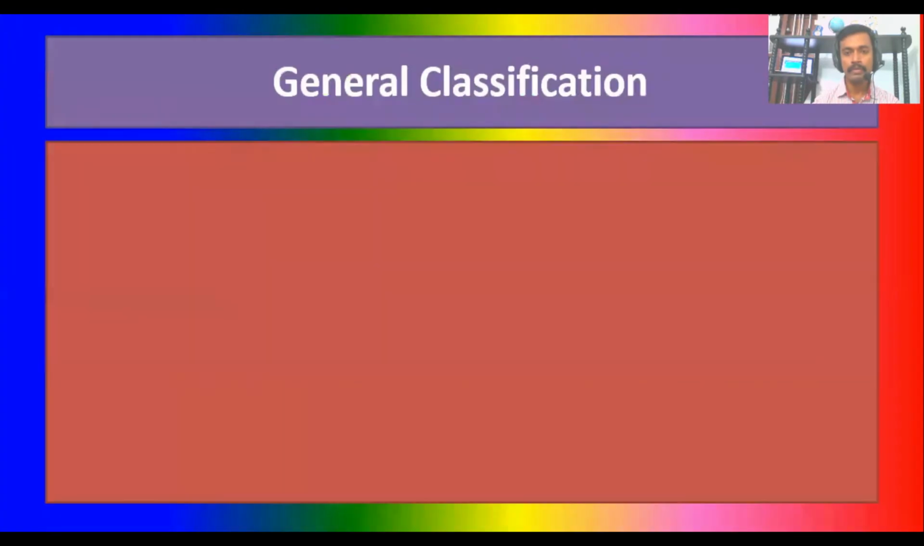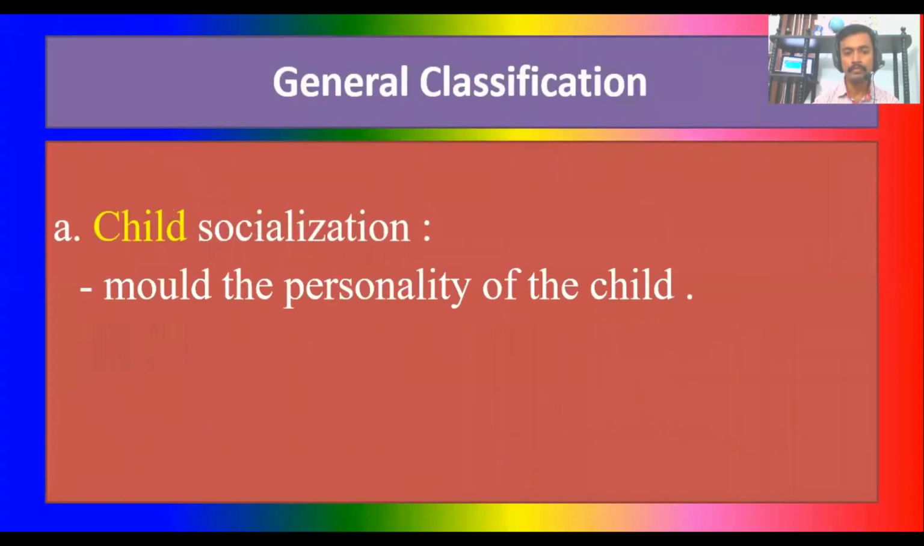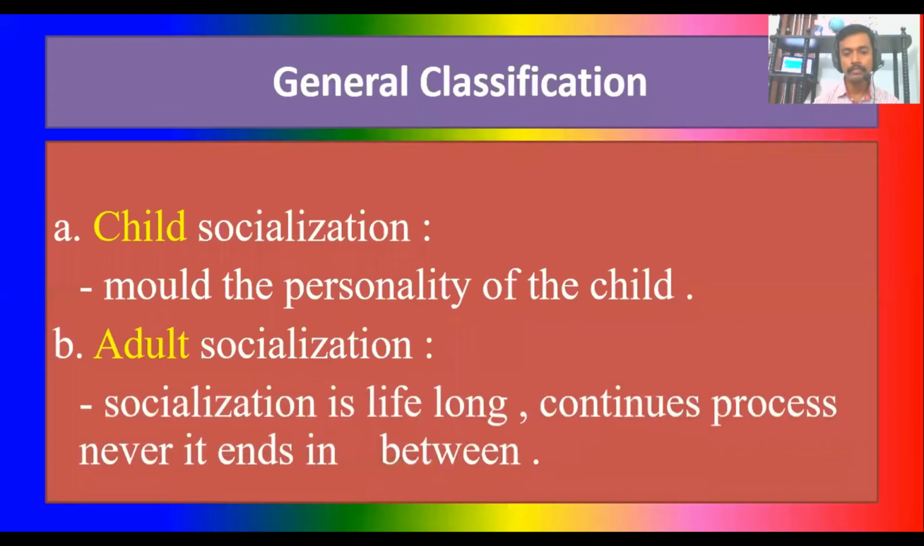Then general classification, there are two types: child, which is very useful to mold the personality of individuals. Then adult. The adult socialization is very important for personal growth and development in life. So it is a continuous process, never ends. Every day we have to socialize with our group members.